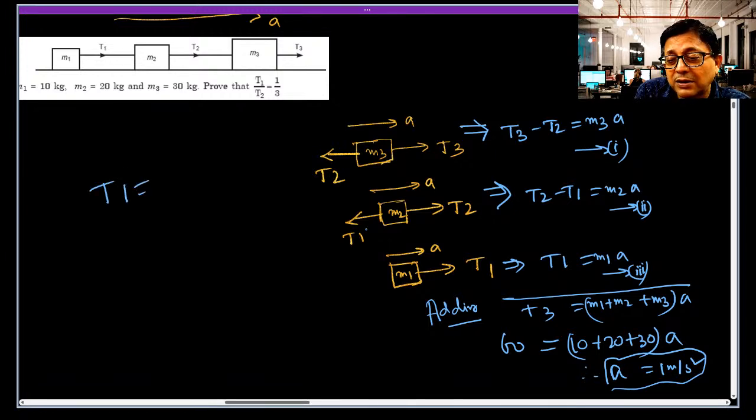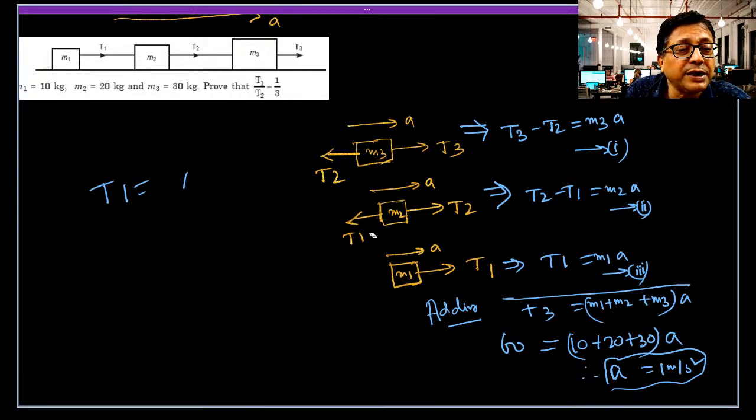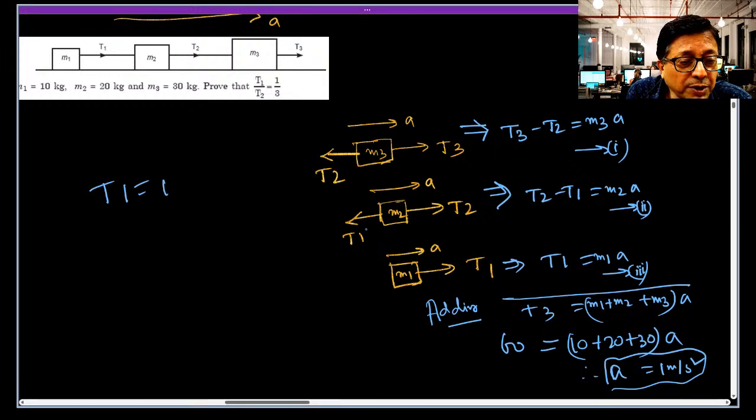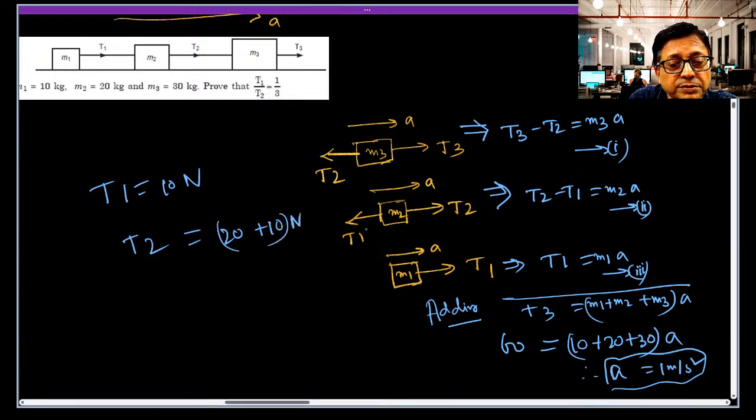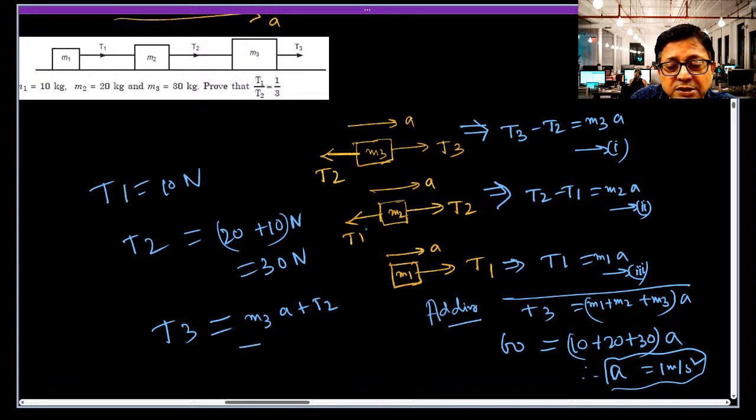So T1 will be what? M1 is 10, into 1. So T1 is 10 Newton. T2 is M2a, M2's value 20, plus T1, that is 10 Newton. And the value of T3 is M3a plus T2. M3a is what? That is 30 into 1 plus 30.